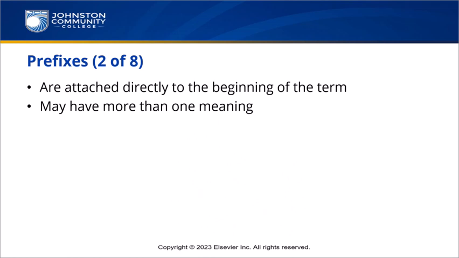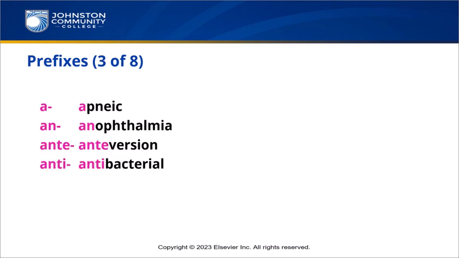They may have more than one meaning. Every once in a while, prefixes have two different meanings. You will be warned, so don't worry. Let's look at a few prefixes. Pertaining to not breathing is the definition for the term apneic. As in many definitions, this does not give you the entire story. Apnea, which is a noun, is a condition of temporary lack of breathing. Then we have anophthalmia, which means condition of no eye.